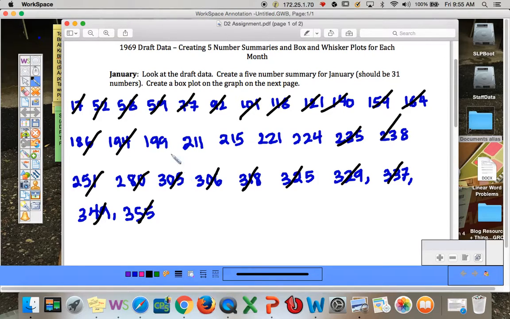I think I crossed off too many. Let's see, this is 1, 2, 3, 4, 5, 6, 7, 8, 9, 10, 11, 12, 13, 14, 1, 2, 3, 4, 5, 6, 7, 8, 9, 10, 11, 12, 13. Okay, so I went off track somewhere, but here's our middle number. I crossed off 15 from each side, and then we got our middle number, which is 211.